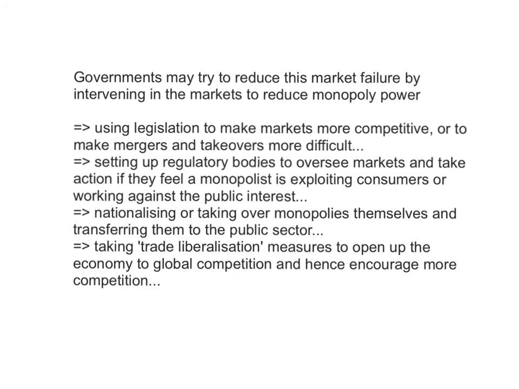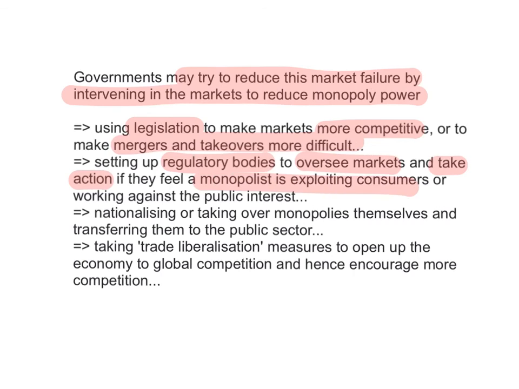There are many ways governments can intervene to correct this market failure. They may try to reduce this market failure by intervening in the markets to reduce monopoly power. They can use legislation to make markets more competitive or to make mergers and takeovers more difficult. So no two companies, for example, come together and merge and become one really super powerful, super big monopolist. They can set up regulatory bodies, so using regulation to oversee markets and take action if they feel like a monopolist is exploiting consumers or working against the public interest.